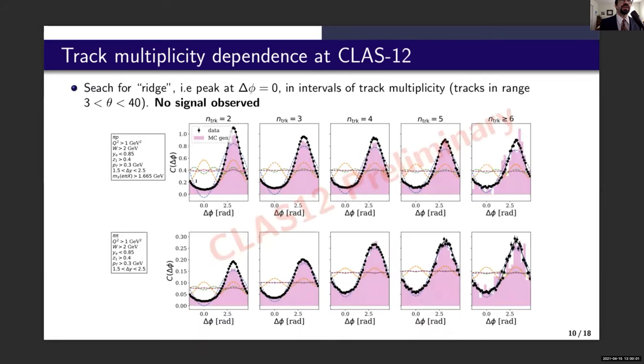So we try to do the same thing with CLAS12. We look at what happens when we do two-track events, three-track, four-track, five-track, and then six or more track events. Here I compare the data and the Monte Carlo results. Both of them show no ridge, either in the pion-proton top row or in the pion-pion bottom row. So no ridge signal is observed within our range in theta.